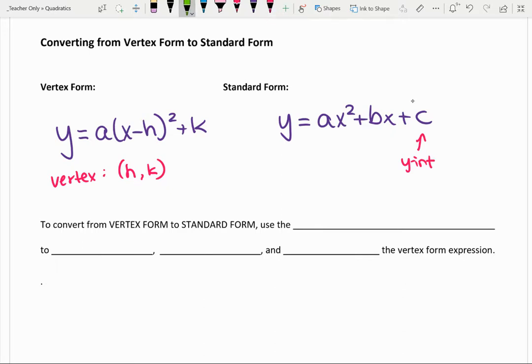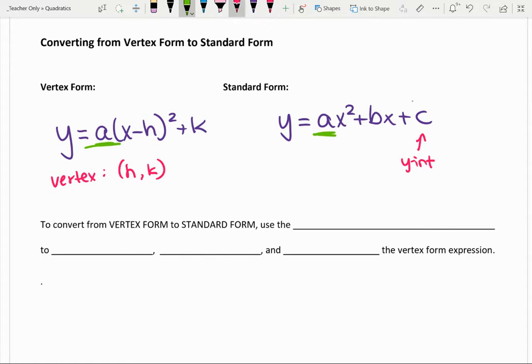Now, what you should also notice is that both of these forms have an a value in them. It's actually the same exact number, the same a value. So that's one way that we can check our work as we go through this process. Another way that we're going to see to check our work is to use Desmos to make a graph.